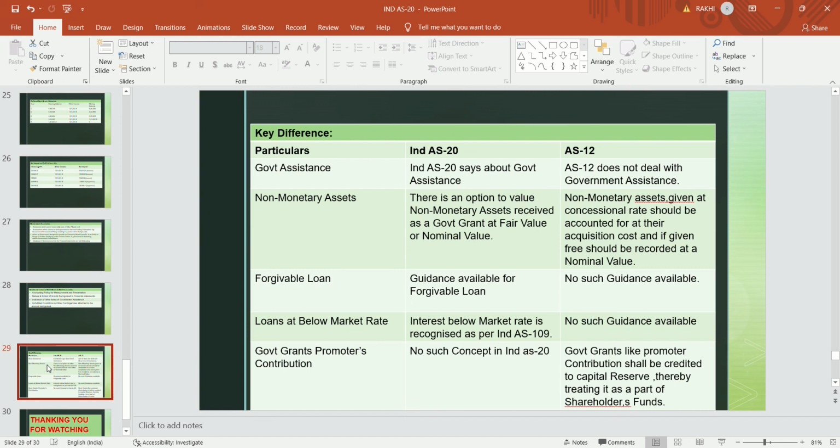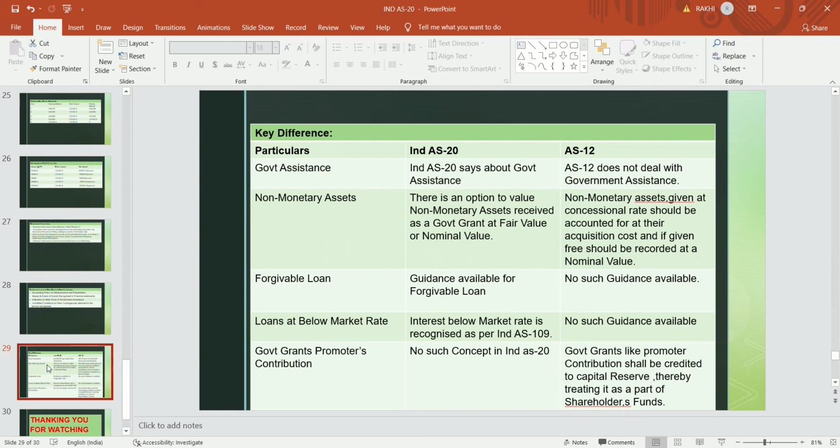Forgivable loan. There is no guidance available in AS 12 related to forgivable loans, but in Ind AS 20 there is guidance available for forgivable loans. It means any loan which the government has given to the company, if the company fulfills the condition related to that loan, then that loan is to be waived off by the government. Loan at a below-market rate, that is an interest-free loan or concessional rate loan, that guidance is available in Ind AS 20, but there is no guidance available in AS 12.